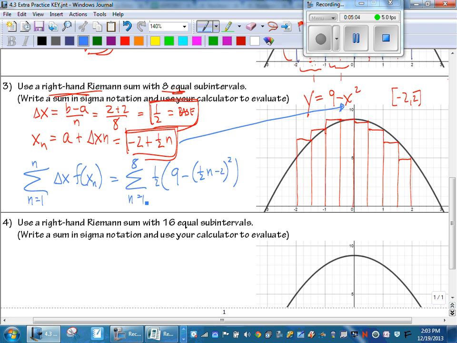So if we put 1 in, we'd get 9 minus negative 1.5 squared. We'd put negative 1.5 in there, square it, that gives us our height, and then times the base. Then if we put 2 in, that gives us the second rectangle. Put 3 in, that gives us the area of the third rectangle, and so on. So now we're going to go ahead and enter this in our calculator.